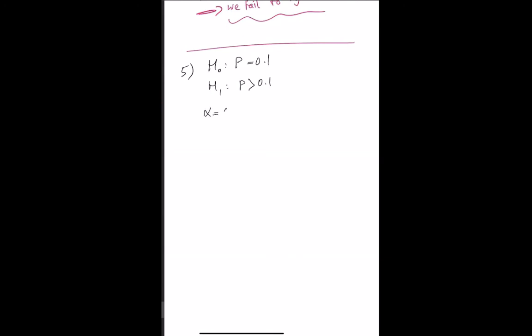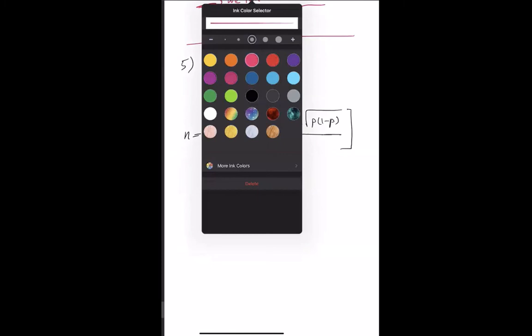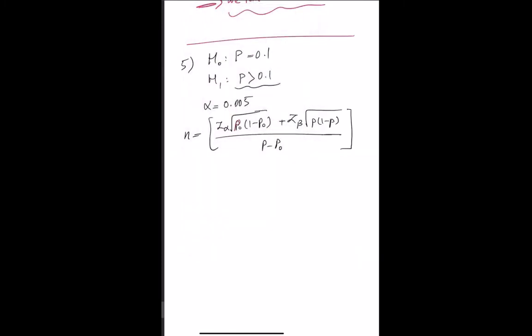0.1% if the actual probability is P equals 0.05. Alpha is 0.005. So if we look at the formula for calculating the sample size in a one-sided hypothesis test for the proportion, the formula is this. Here P naught is actually this value. That's always P naught or mu naught. So we know that.